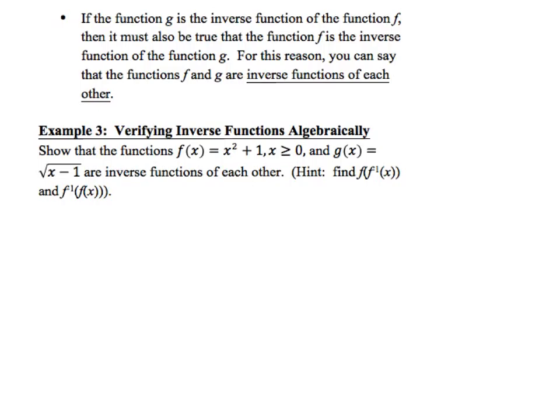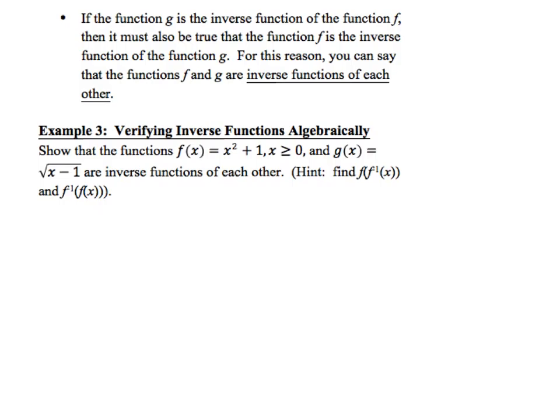A second way you can determine whether two functions are inverses is to plug the first function into the second function, and if you simplify that and it equals x, then you also need to plug the second function into the first. If that also equals x, then both of those functions are going to be inverses.